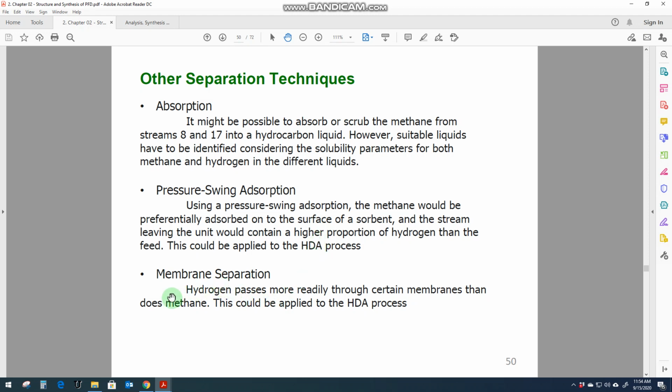Then the third separation technique could be membrane separation. Hydrogen passes more readily through certain membranes than methane. This could be applied to the HDA process. We can use some kind of membrane through which the hydrogen can pass, but the methane cannot pass. So this is how we can use membranes to separate some of the chemicals or gases from the process that are undesired.